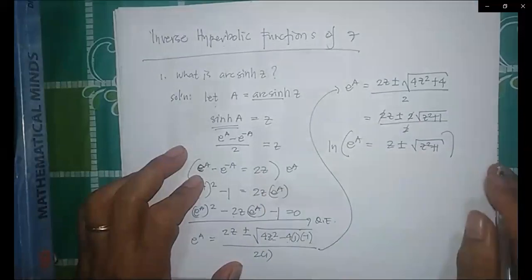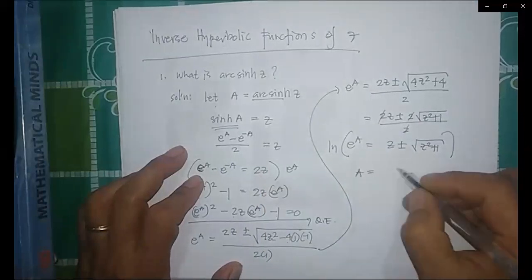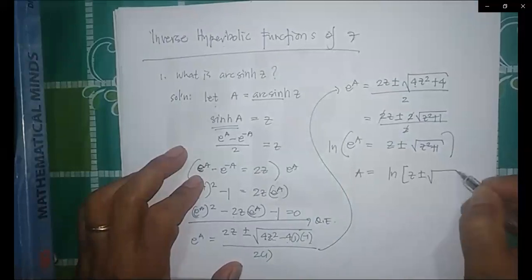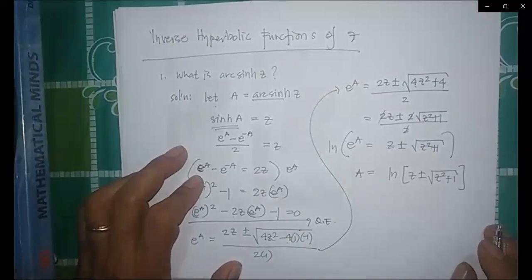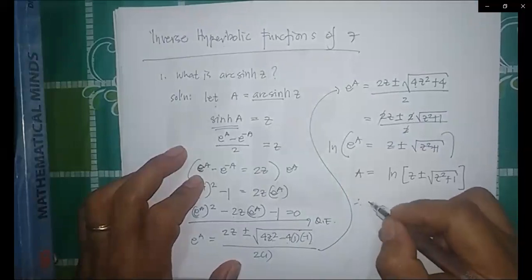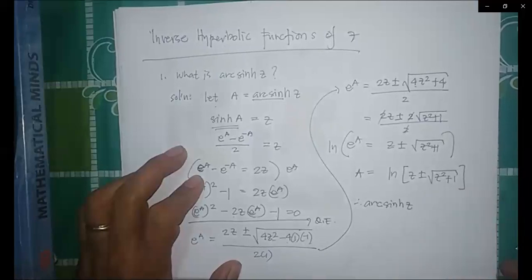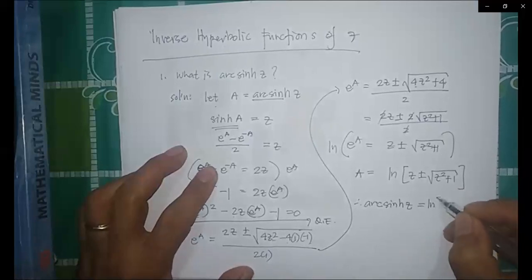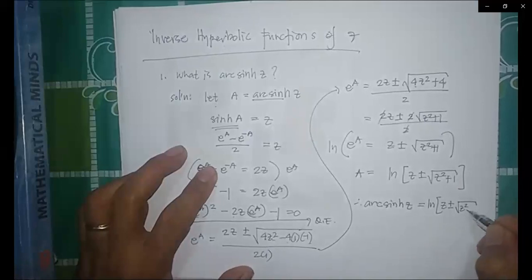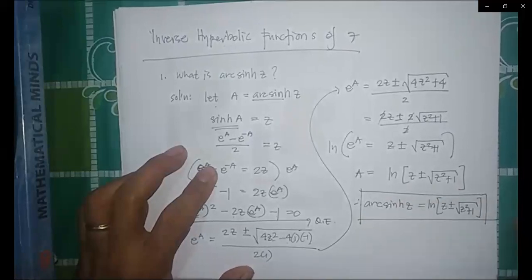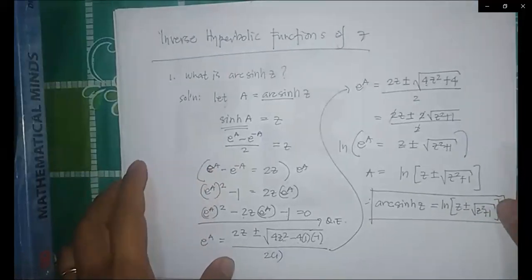Now, if we take the logarithm of the whole equation, that will become a equal to the logarithm of z plus or minus the square root of z squared plus 1. Therefore, your arc sine hyperbolic of z is ln of z plus or minus the square root of z squared plus 1. That will be your answer. Take note of the formula because you will be needing that later on.